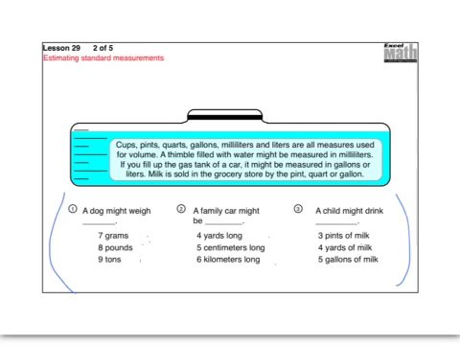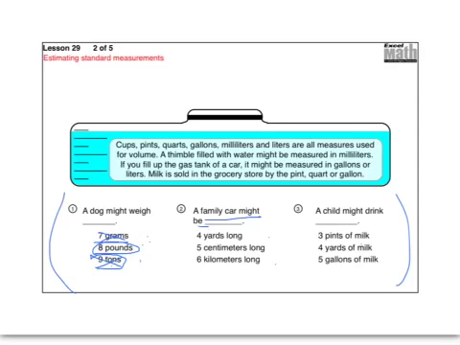Okay, so a dog, you should have already done these now. A dog might weigh 7 grams. That's like 7 paper clips. That's not enough. 8 pounds? Yeah, a dog could weigh 8 pounds. Dog is not going to weigh 9 tons. That would be 18,000 pounds. There's no way a dog's going to weigh that.